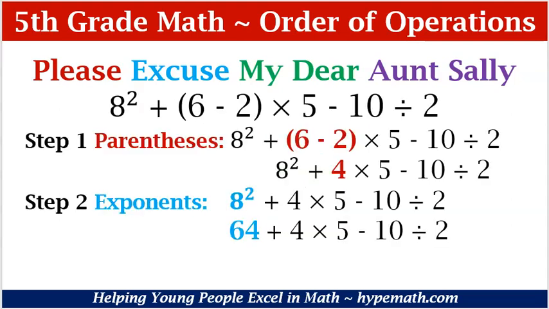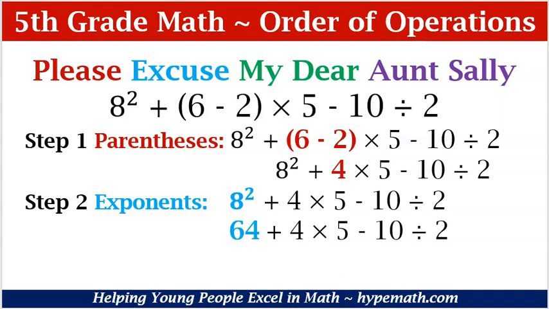Let's look at another example. And yes, this one is a doozy, but remember, you have to eat an elephant one bite at a time. I know this looks like an elephant, right? We have 8 squared plus, in parentheses, 6 minus 2 times 5 minus 10 divided by 2.